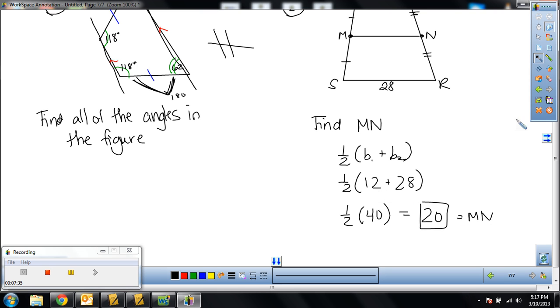Make sure that you have these properties and these examples copied in your notes for class tomorrow.